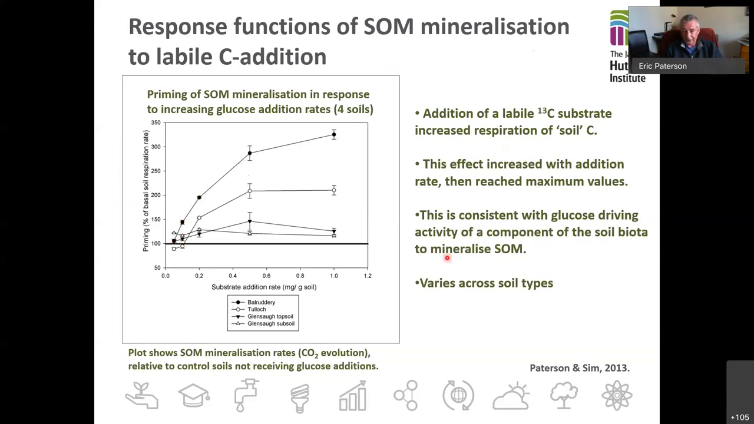Now this is consistent with glucose driving the activity of a component of the soil biota to mineralize that soil organic matter. And the other thing you'll see clearly from the graph is that the magnitude of those priming responses can be very different between different soils. And I'm not going to say more about that now, but we could come back to that in discussion.